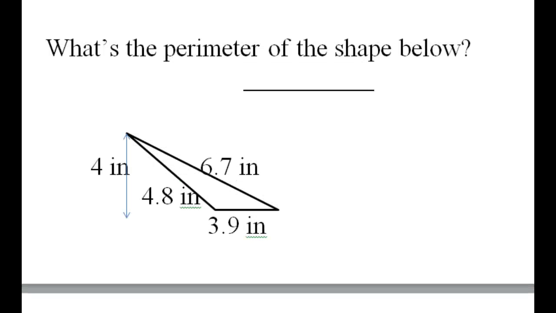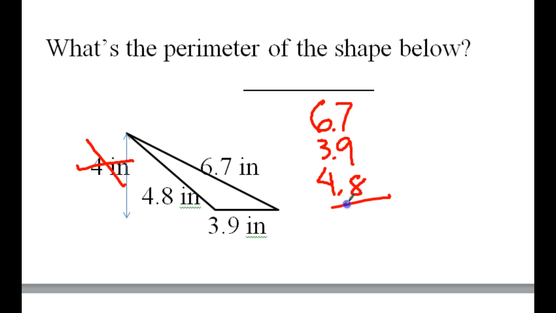What's the perimeter of the shape below? Perimeter means the distance around, so the thing that I do not need is this height. So I'm just going to add my other numbers together, 6.7, 3.9, 4.8. Make sure you line up the decimals like buttons on a shirt. 16.24. My 2, 8, 11, 15. 15.4 inches.